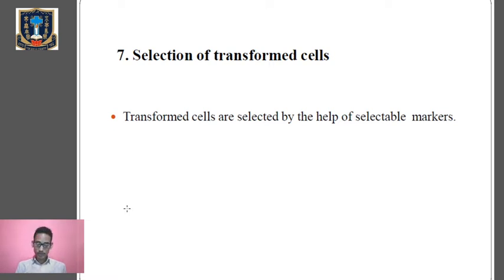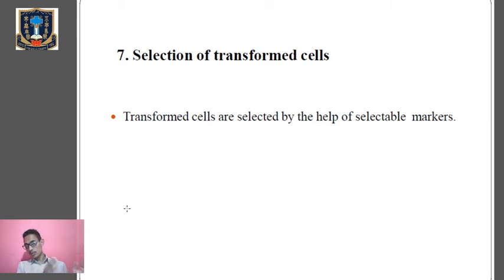For selection of transformed cells, we have to take the help of selectable markers, and try to recall the structure of the vector pBR322. We have got two selectable markers, one is AmpR and the second one is TetR. We have discussed all this process already in our previous classes. AmpR means ampicillin resistance site and TetR means tetracycline resistance site. If a particular cell contains both AmpR and TetR, then it will be resistant to the antibiotics ampicillin and tetracycline.